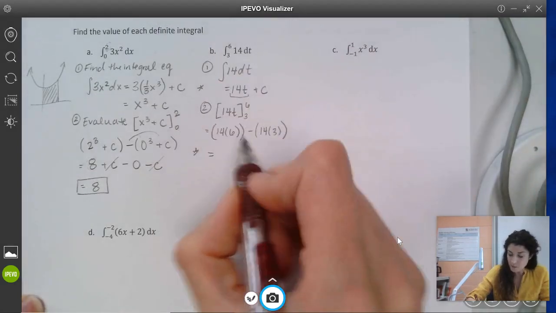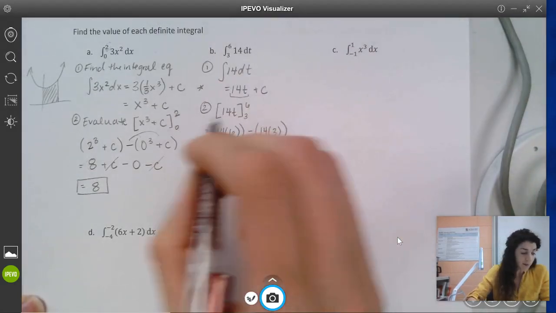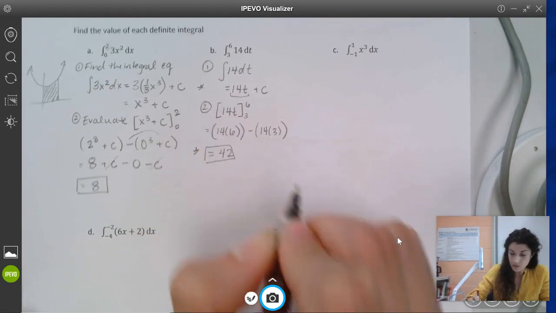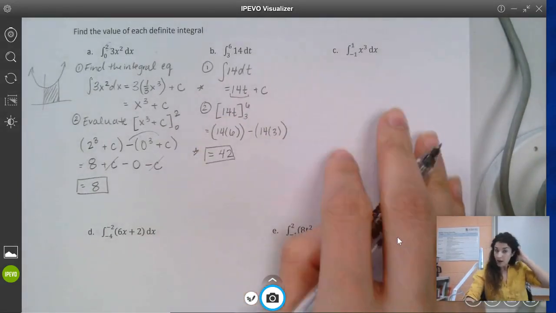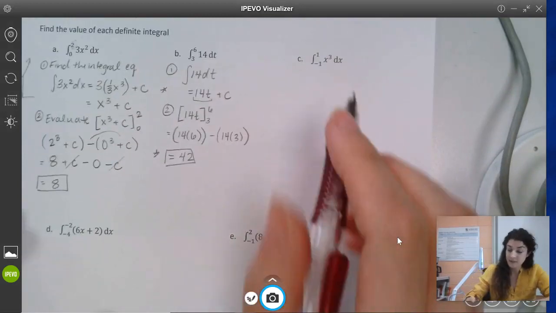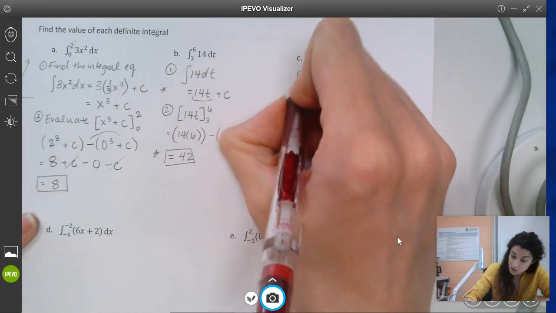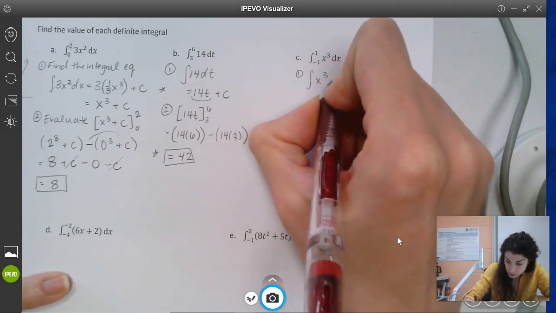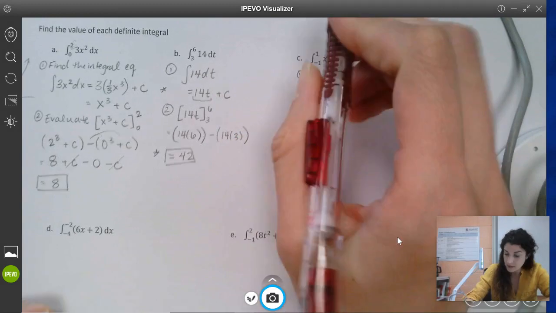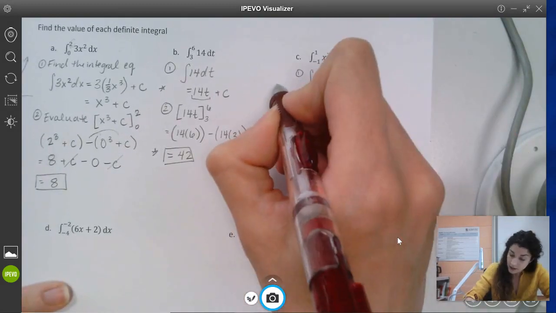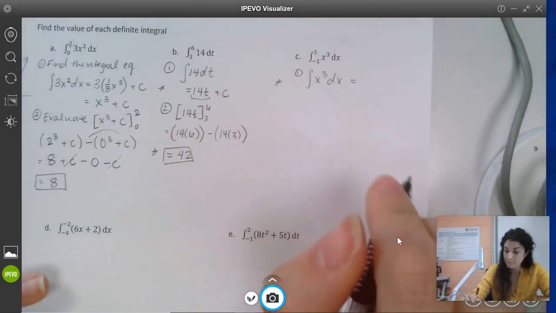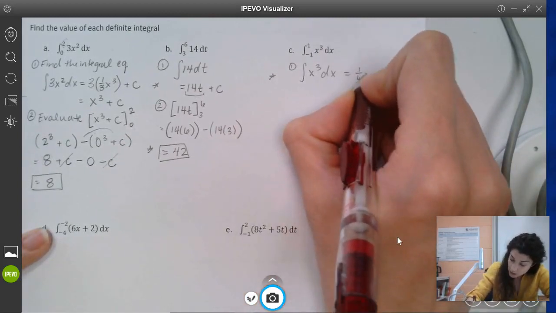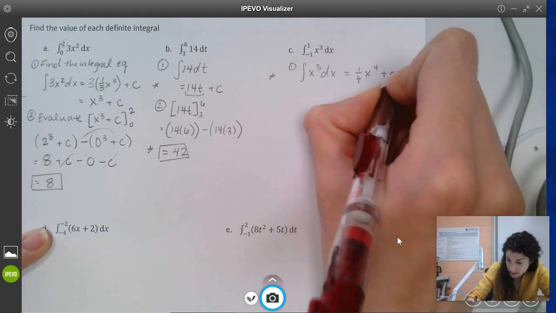We end up getting 14 times 3, or in other words, 42. All right, next one. Again, we need to first find the equation for the integral of just x cubed dx. Go ahead and find that one on your own. The integral of x cubed would be 1/4 x to the 4th plus c.